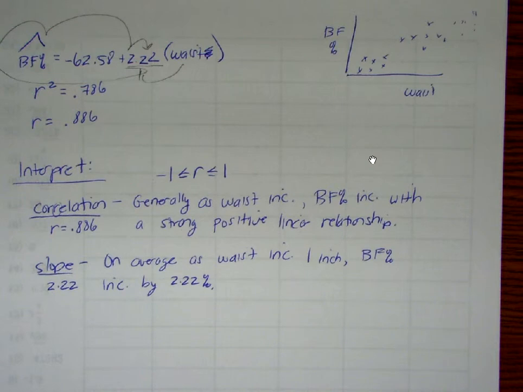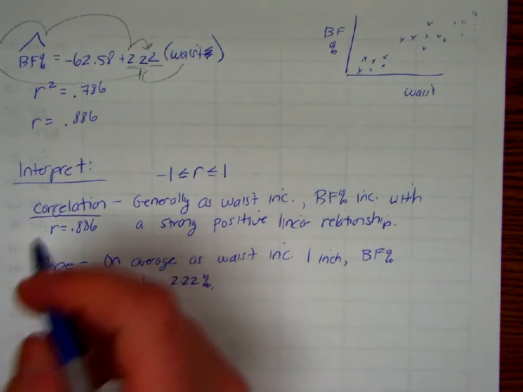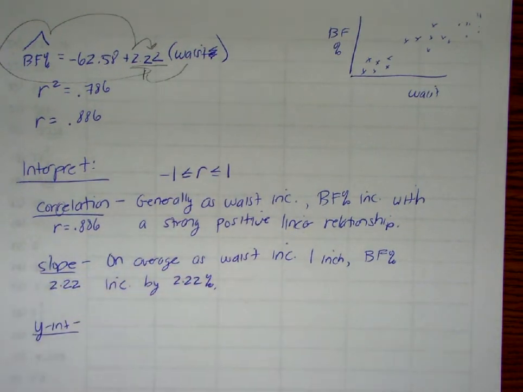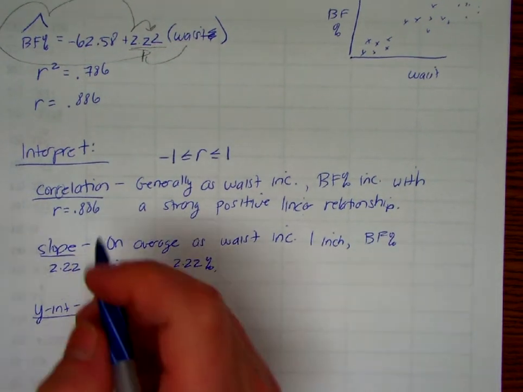There's my cloud method. Okay, now, leading us to the y-intercept. And our y-intercept is the negative 62.58.